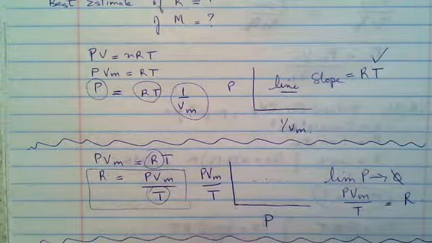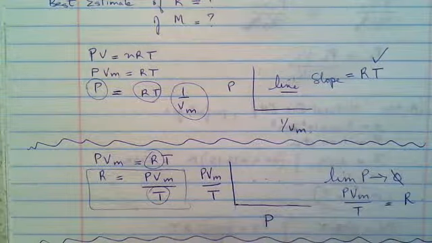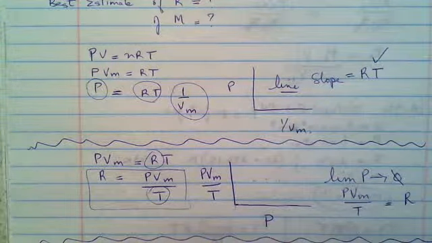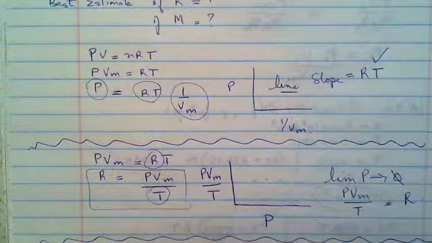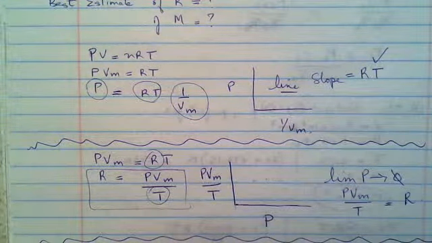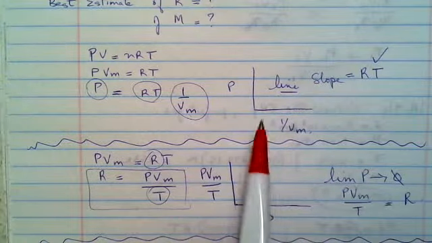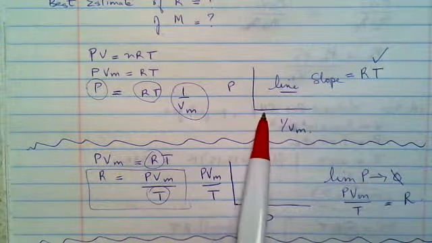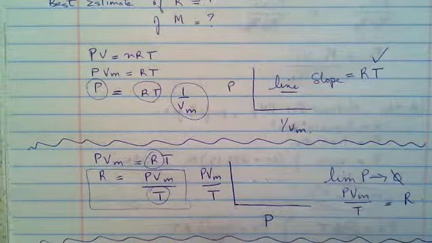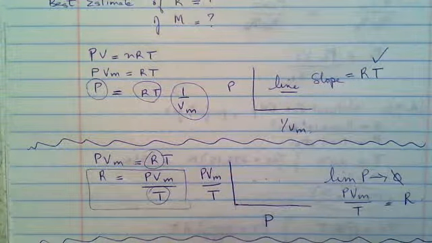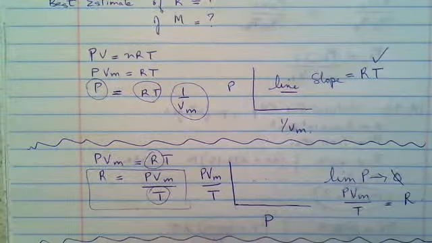But again, I'm taking data, I'm fitting it to a straight line, I'm looking for the best estimate of a constant, and the two things that are constant on a line are the slope and the intercept. So I'm making use of one of those ideas here. R is coming out of the slope, or R is coming out of the intercept. So think about those types of questions in that manner when we have to answer them.